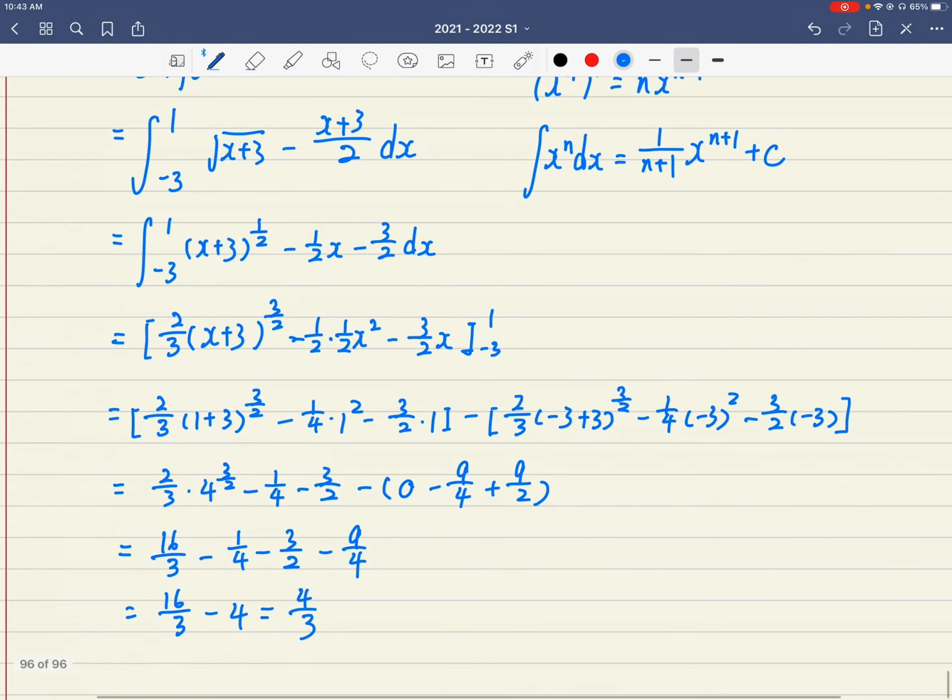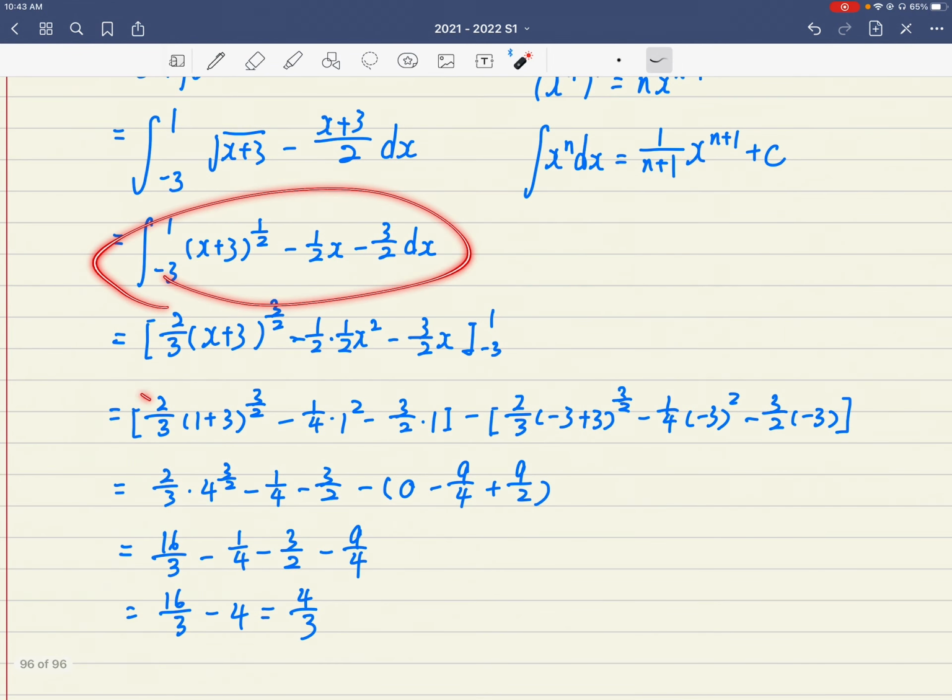For the integration, the most important part is from this step to this step, where you actually do the integration. Then when you do the substitution, as long as you don't make any careless mistakes, there shouldn't be anything difficult here.